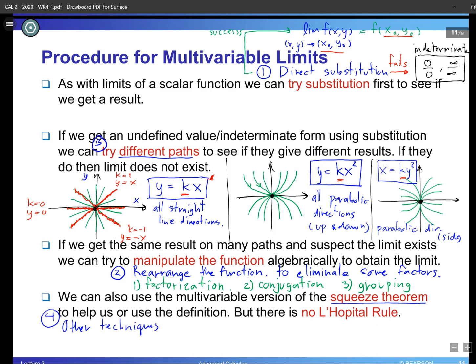I want you to keep in mind one thing: when it comes to multivariable limits, L'Hopital's rule doesn't work. So underline this. L'Hopital's rule doesn't work with multivariable limits. So don't use it here. It's not going to make any sense. Now that we know the procedure, we know this guideline, let's use them on some examples.